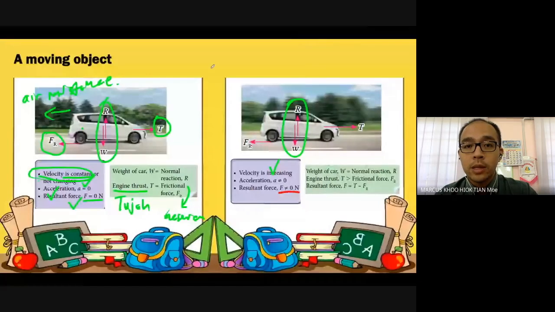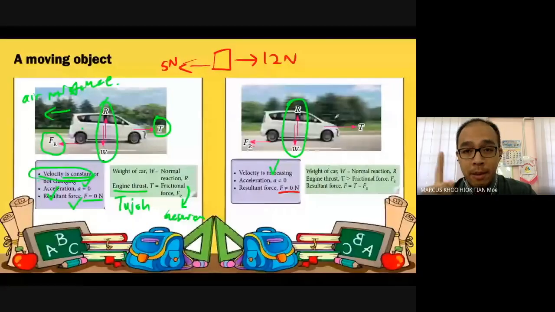Okay, just like the case of this one is 12 newtons and this one is 5 newtons. Cuma dalam kes kereta ini, the 12 newtons is the engine thrust, daya tolakan hasil daripada engine lah. And then the frictional force is because there's geseran. There's always friction between the tire and the road. So it's this back force. So the resultant force is to the front, if it is accelerating. Remember, there is a resultant force only if there is an acceleration.